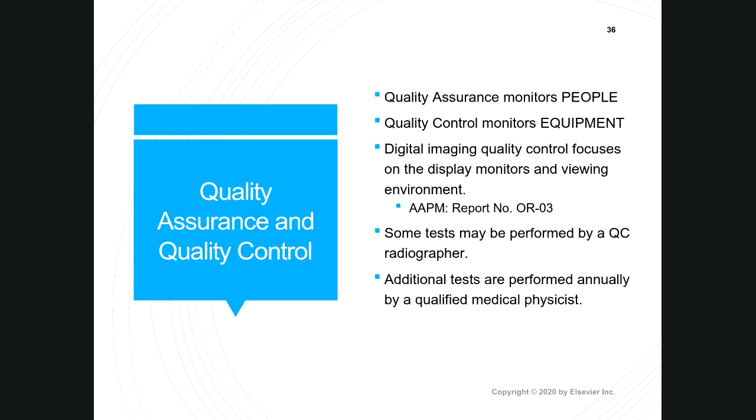The last portion, they talk about quality assurance and quality control. The biggest takeaway is that when you're talking about quality assurance, it's monitoring people. It's monitoring the techs and maybe their repeat rate, or how long the wait is in radiology, how the turnover is. Whereas quality control monitors equipment. Okay, and I try and remember that, because you can control equipment, you really can't control people. So quality assurance monitors people, quality control monitors equipment.